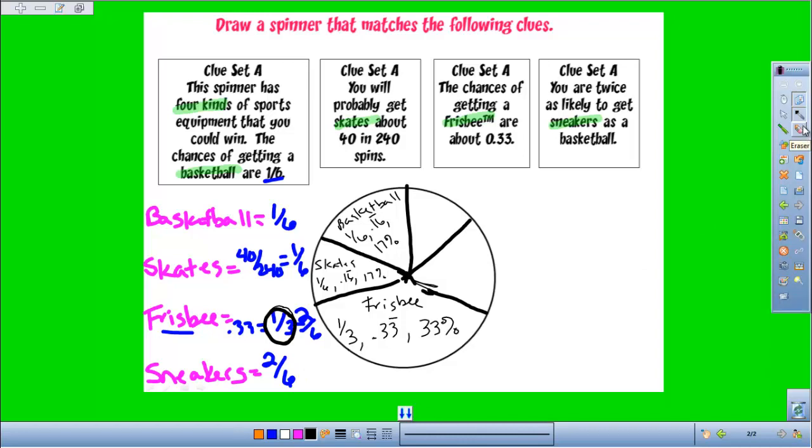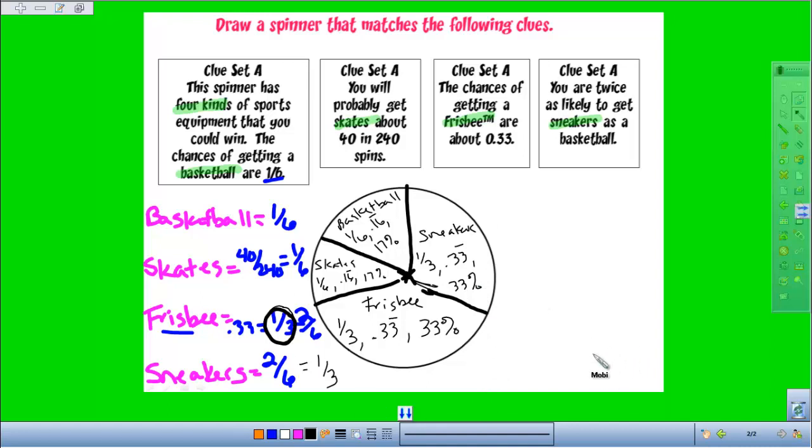Then you will do the same for sneakers. Since it's 2 of these areas, I'm going to take out that line. You're going to want to shade or draw lightly with your pencils. Sneakers is the same as 1/3 as well. So I would label sneakers 1/3, 0.33 repeating, and approximately 33%. So your spinner should look like this.